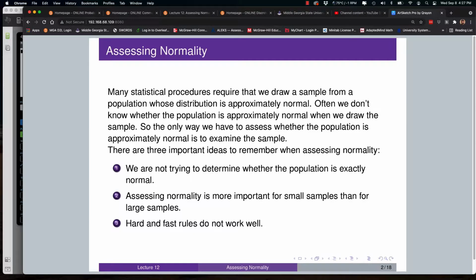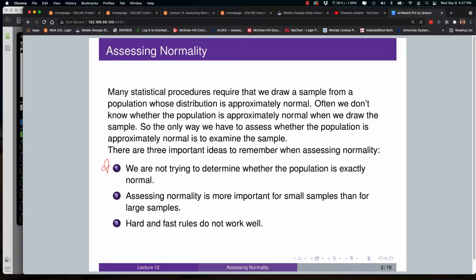There are three important ideas to remember here when we assess normality. Number one, we're not trying to determine whether the population is exactly normal. What does that mean? That means there's no such thing as a perfectly normal data set that you'll collect randomly from a population. It's just not possible to be exactly normal, but you can be approximately normal, which is something we'd like.